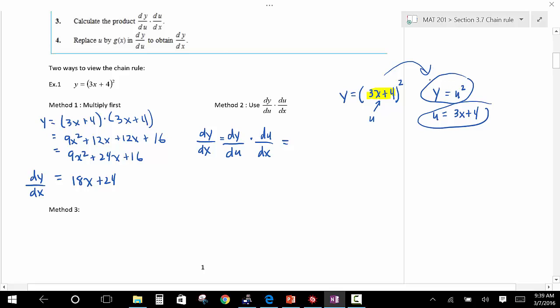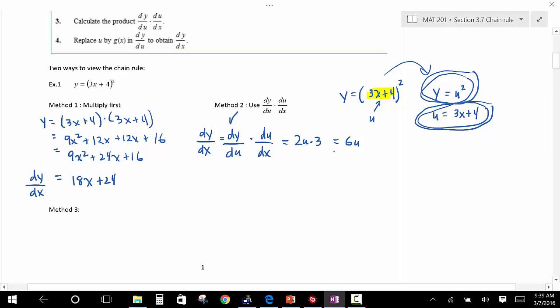It really is. What is the derivative of u squared? 2u. So write it down. Okay? And that takes care of that part. Now you're going to do the derivative of u with respect to x. So what's the derivative of 3x plus 4? 3. Write it down. So what you get is you get 6u.